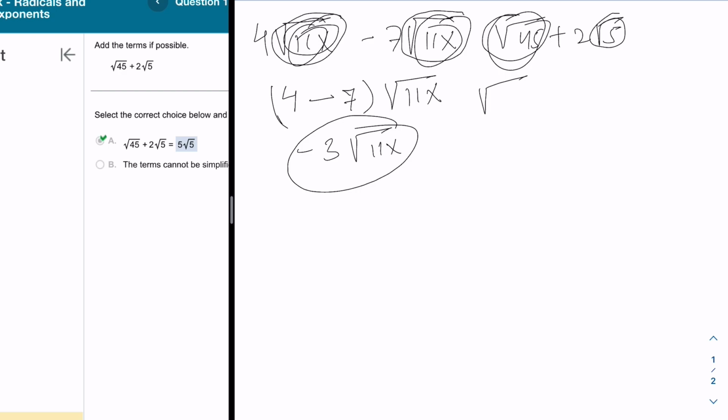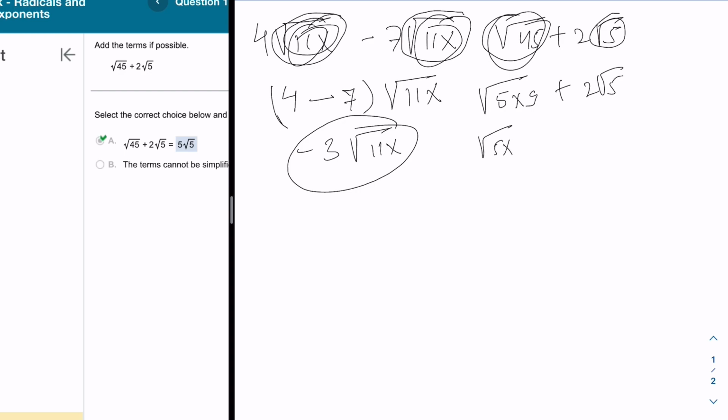45. So let's see 45. How can you write 45? Can you write 5 into 9? 5 9s are 45, right? Yeah, we can write that.